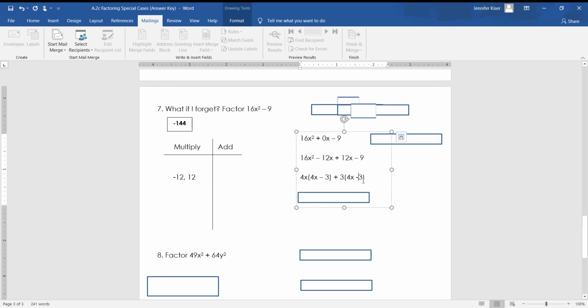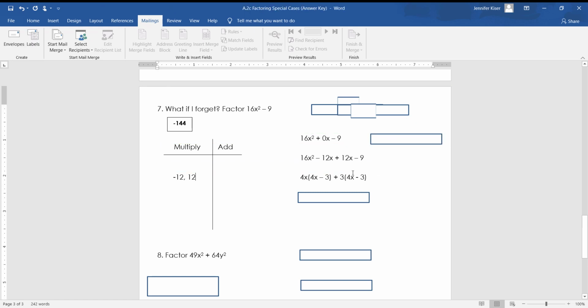And then also, because you know your 4x minus 3 has to match since that's in both parentheses there. So then you can write this the short way. So you'll have 4x plus 3 and then 4x minus 3, which is the same thing you would have there if you use your rules for factoring the difference of squares.